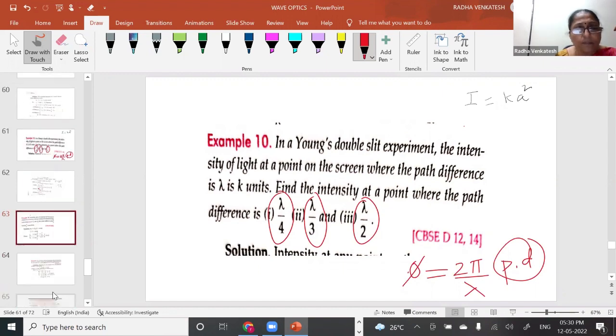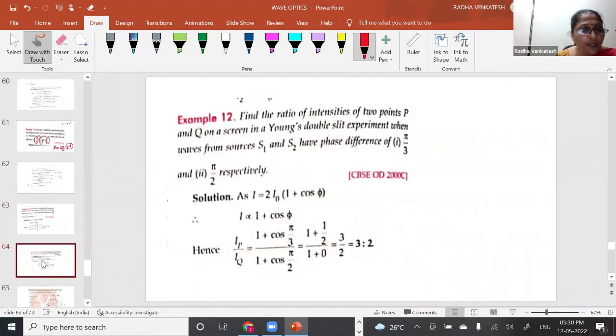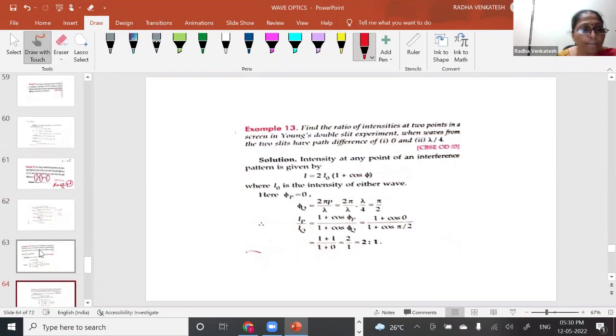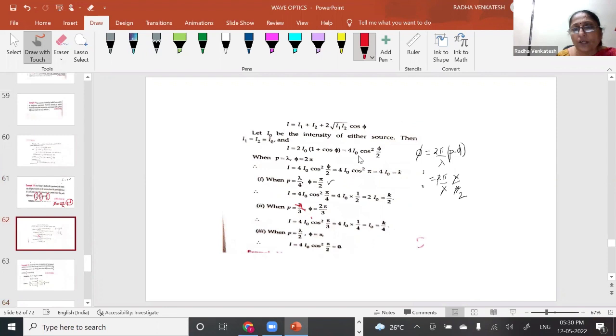So whatever maximum intensity you're getting is 4 I0, correct? So this 4 I0 is actually K. Then once you get your I in terms of I0, you know 4 I0 is K. So 2 I0 will be K by 2. Similarly, I0 will be K by 4. So they are asking you to express it in terms of K, a very often asked question, teachers. Hopefully you have understood this part. Fine?